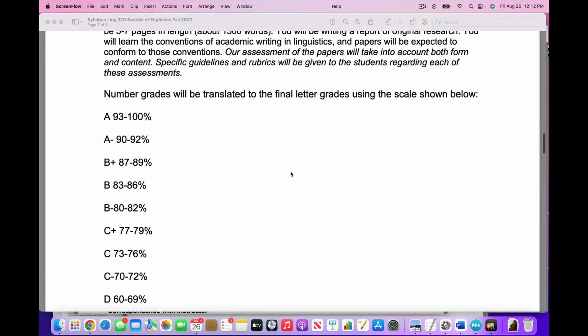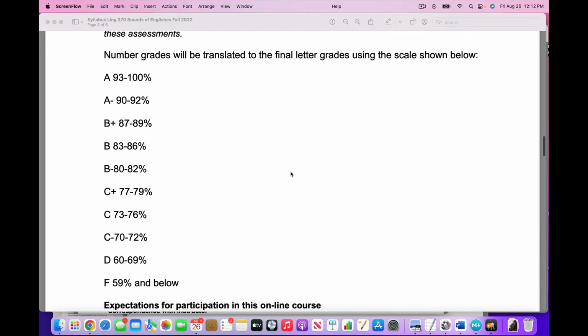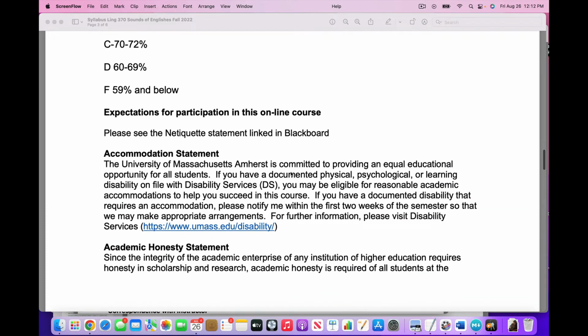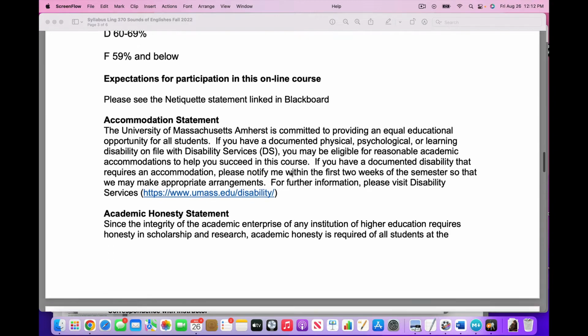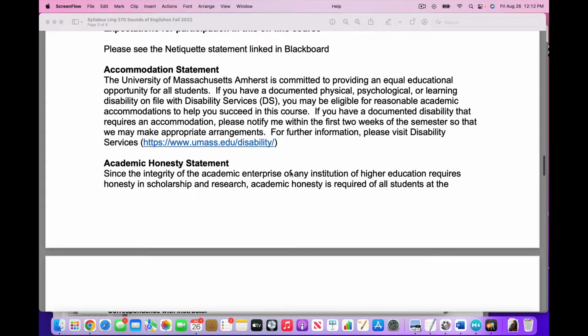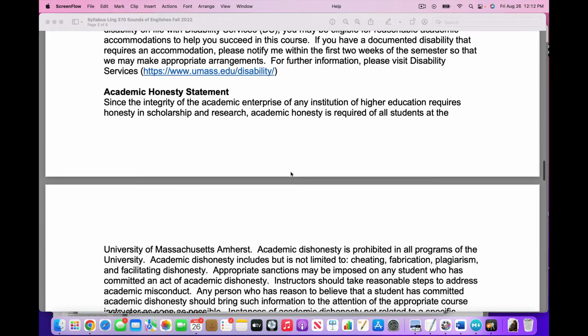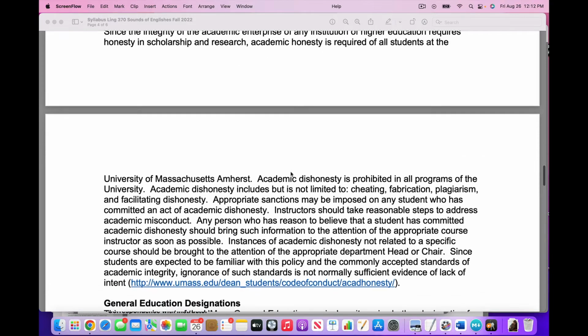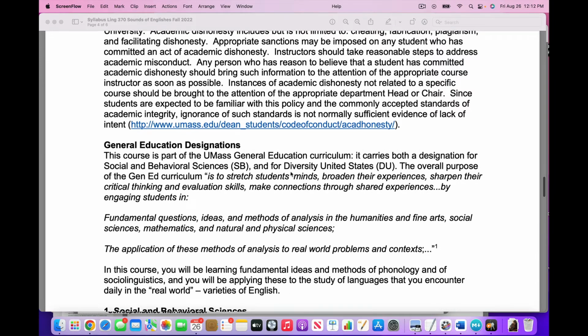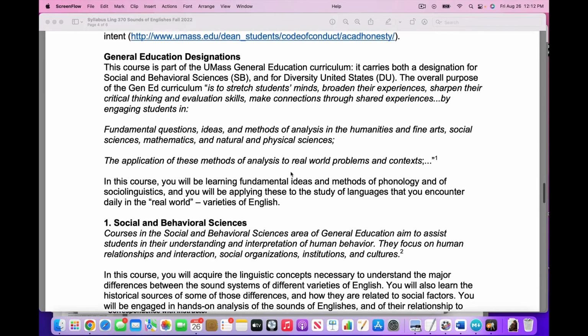We'll be giving you number grades throughout the course, and those will be translated to final letter grades at the end. We have some expectations for how you participate in this online course, and those are listed in what's called the netiquette statement in Blackboard. You'll also find on your syllabus the accommodation statement and the academic honesty statement. Please read these carefully and be familiar with them. You probably will have seen them in other courses as well.